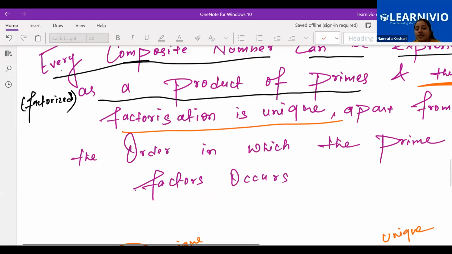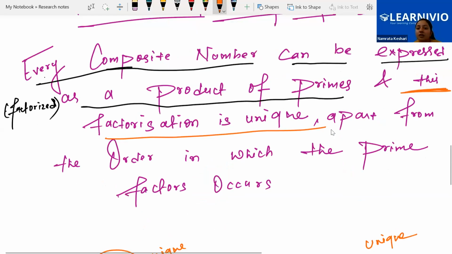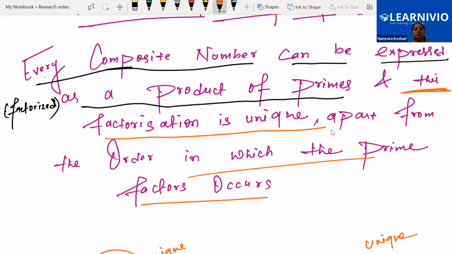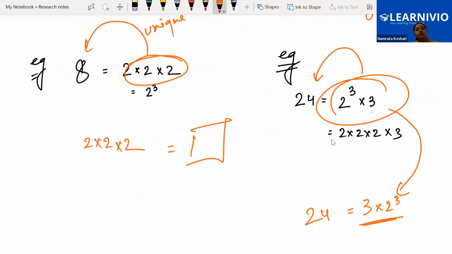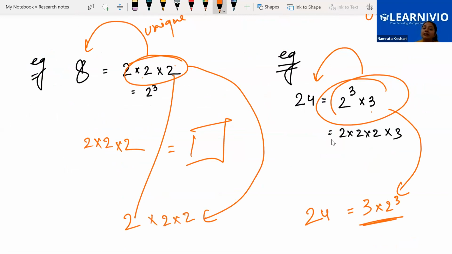So factorization is unique apart from the order in which the prime factors occur. So here the statement tries to say that the order doesn't matter. If you write this as 3 into 2 to the power 3, order doesn't matter. It will give you 24 only. If I write 2 into 2 into 2 with the last two at first and the next two after that, it will still generate 8 only.